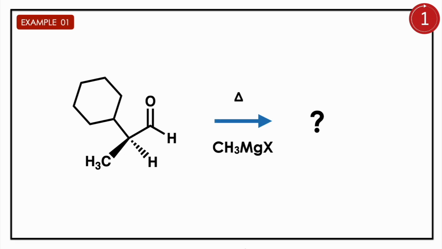Let us see the first example. Here you have an aldehyde. At the alpha position you have cyclohexane on the plane, methyl above the plane, hydrogen below the plane. You are heating it up. The Grignard reagent you are using is CH3MgX. You should find what will be the final product.